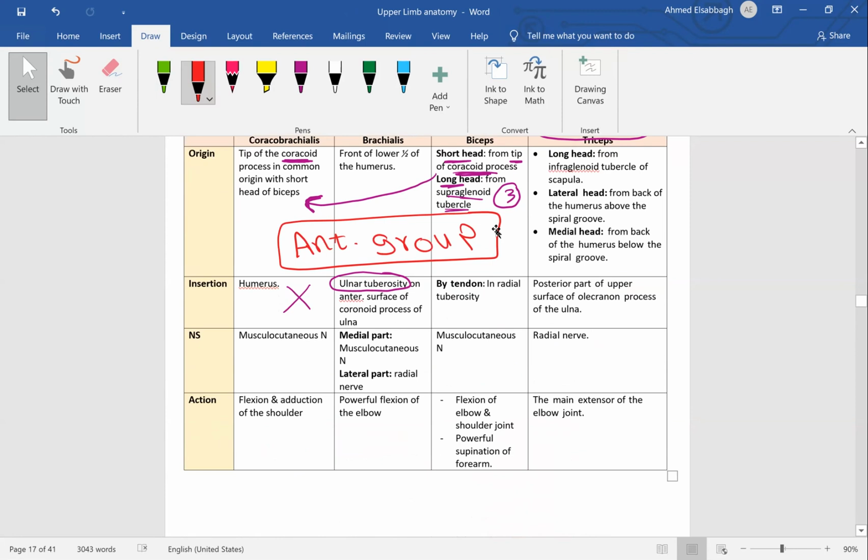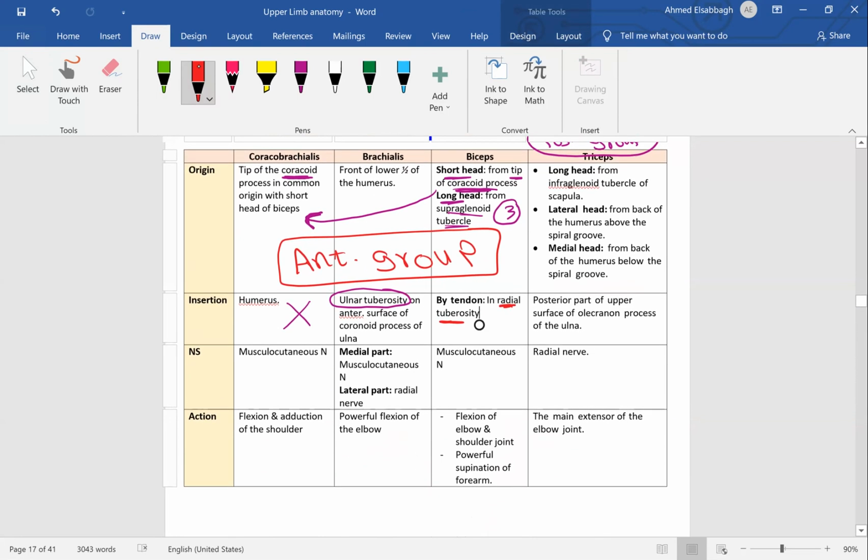The insertion of biceps is into the radial tuberosity. So the brachialis is inserted to the ulnar tuberosity, and the biceps is inserted into the radial tuberosity, and this is important.